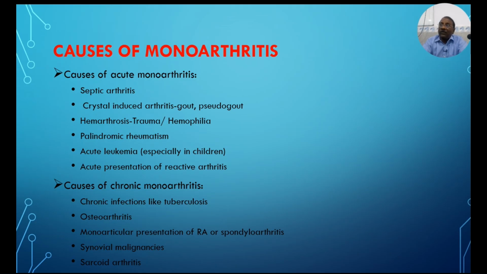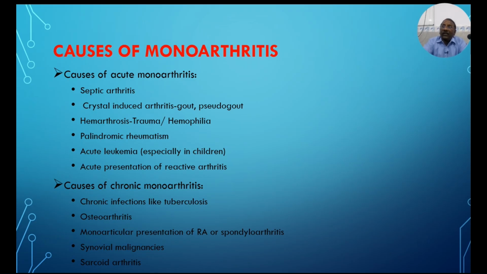Nowadays, if you pick up the acute leukemia at the right time, I think the treatment is very, very good. You have to send it to the medical oncologist, and they will give very good chemotherapy, and then definitely the people will be good. And now bone marrow transplantation is available everywhere. I think we can treat these acute leukemias with 100% recovery. In children, acute presentations of reactive arthritis, so these are all the causes. And then chronic monoarthritis.